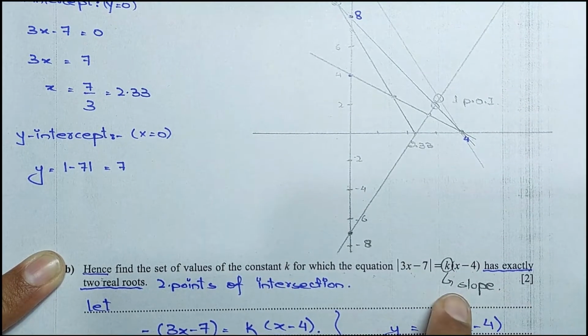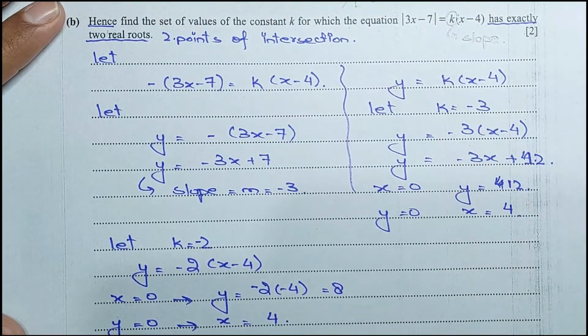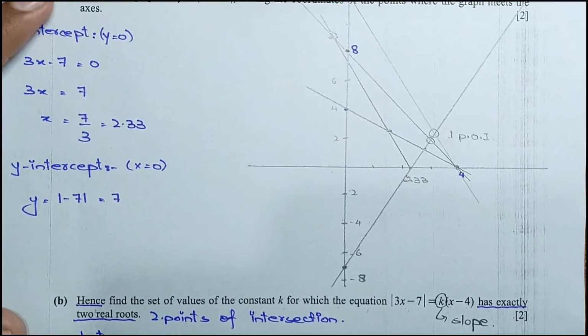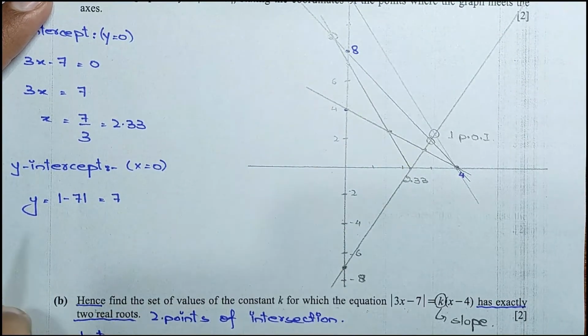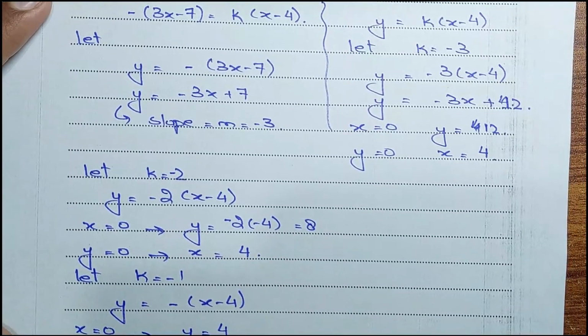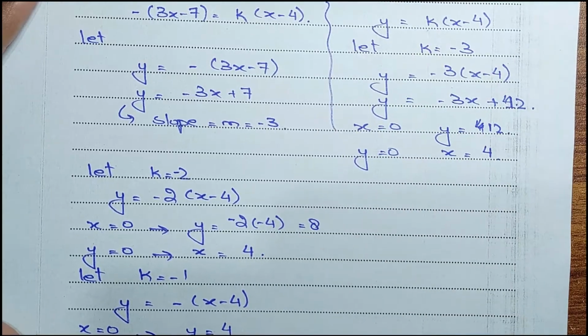So we can see when the slope is between -3 and 0, we have two solutions, right? When the slope is -3, it has one solution. When the slope is -2, it has two solutions. -1, it has two solutions. Let's say when the slope is 0, it is just a straight line, right?